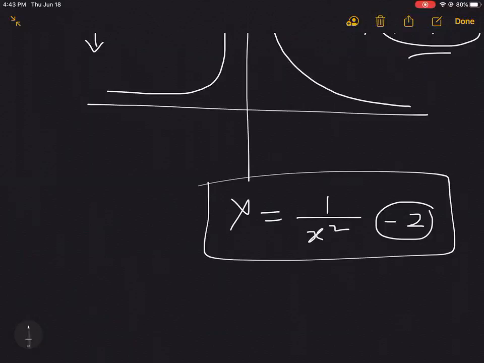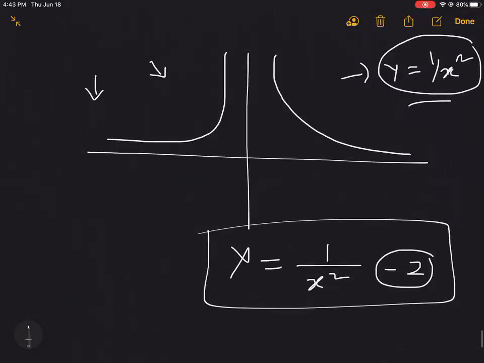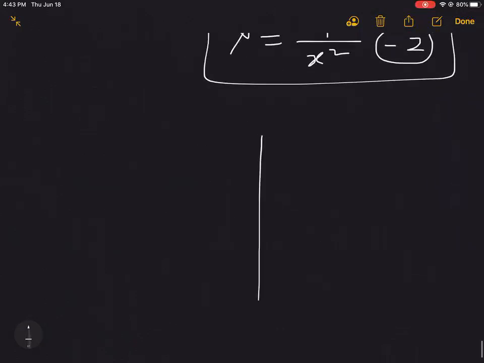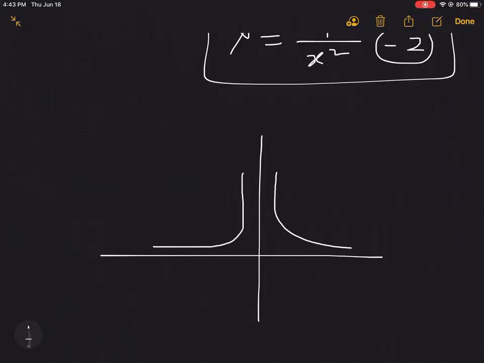So what it means is that instead of looking like this, let me quickly draw the main graph for you. Instead of looking like this, it will actually go down by 2 units. So let's say that's my y equals -2. So now this graph will actually look like this.